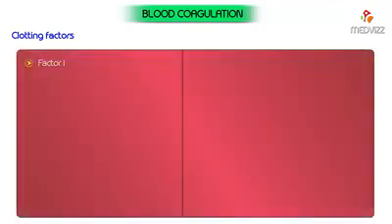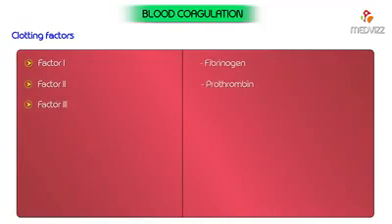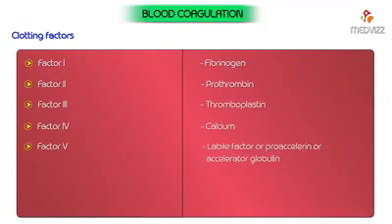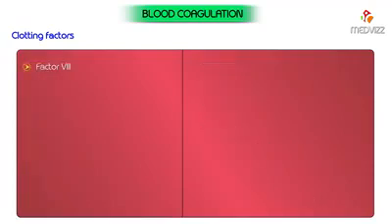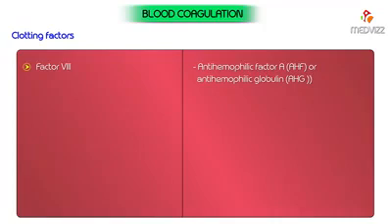Factor 1, also known as fibrinogen, Factor 2, prothrombin, Factor 3, thromboplastin, Factor 4, calcium, Factor 5, labile factor or proaccelerin or accelerator globulin, Factor 6 is non-existent, Factor 7 is known as stable factor or proconvertin, Factor 8 is antihemophilic factor A or antihemophilic globulin.